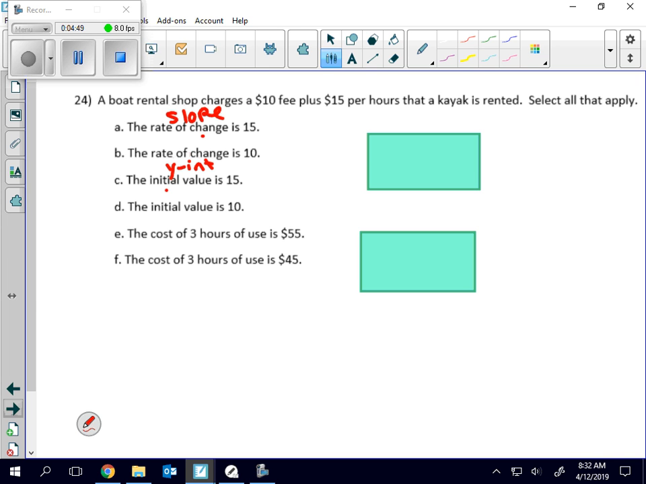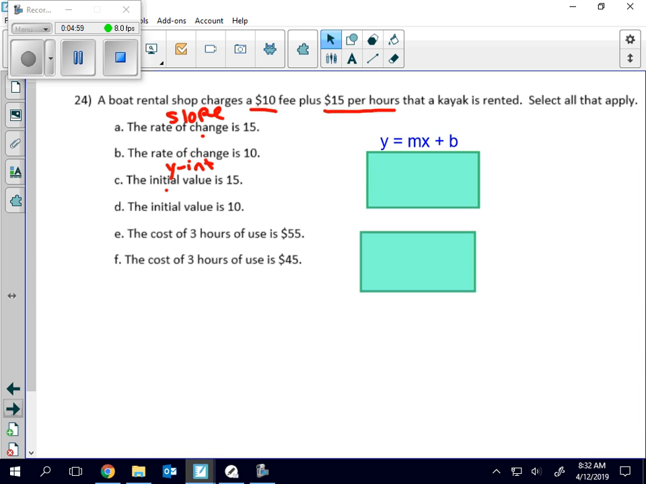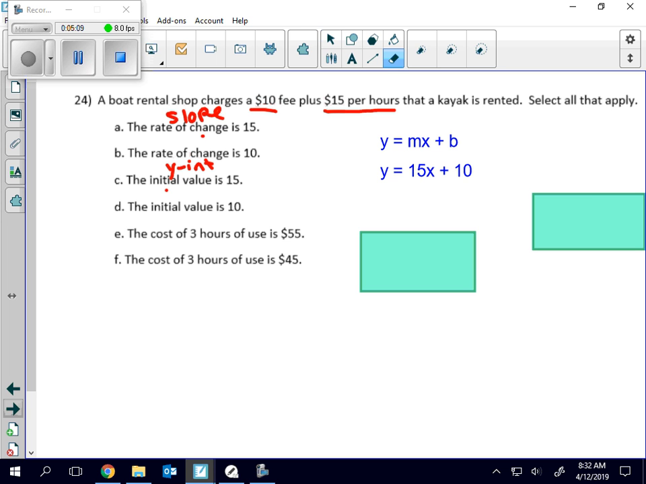We've got a $10 fee plus $15 per hour. We only paid that $10 fee one time, but that $15 gets charged every hour. So when we go to plug in our slope, it's the 15, and the y-intercept is 10. That's going to make it a lot easier to answer our question.